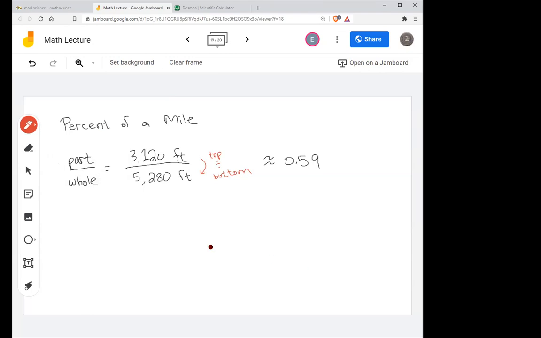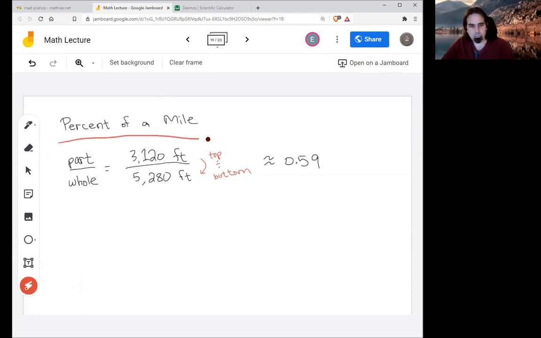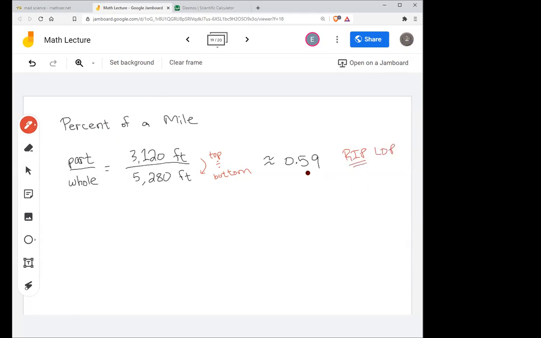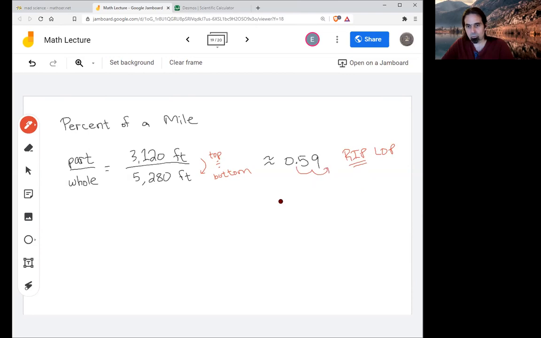What was the question again? What percent of a mile? Oh, sorry. Am I going into percent or out of percent? You're going into percent, aren't you? So scoot twice to the right. And I get 59%. Ta-da.